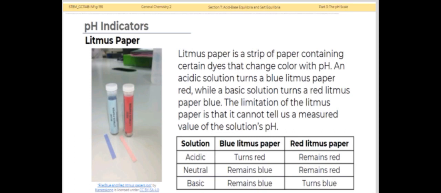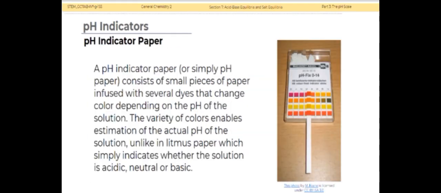Litmus paper is a strip of paper containing certain dyes that change color with pH. An acidic solution turns a blue litmus paper red, while a basic solution turns a red litmus paper blue. Either litmus paper does not change in color when dipped in neutral solutions. The limitation of the litmus paper is that it cannot tell us a measured value of the solution's pH.